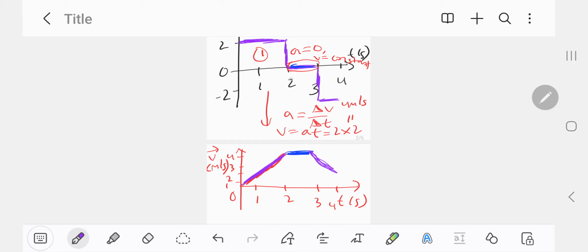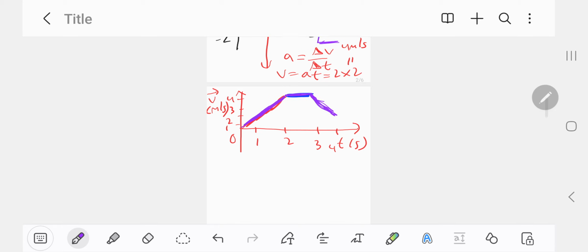Between 0 and 2 seconds, your velocity is 4 meters per second. And then your acceleration drops to 0. If you take your foot off the accelerator, you're moving at constant velocity, you stay at 4 meters per second, and then you slam the brakes, you decelerate, your velocity decreases.